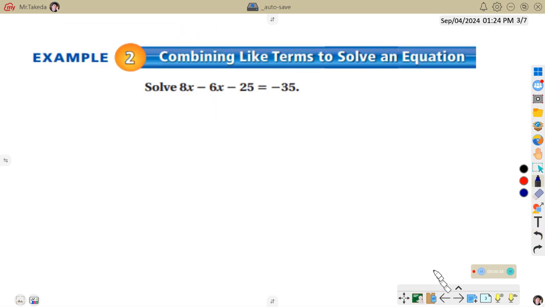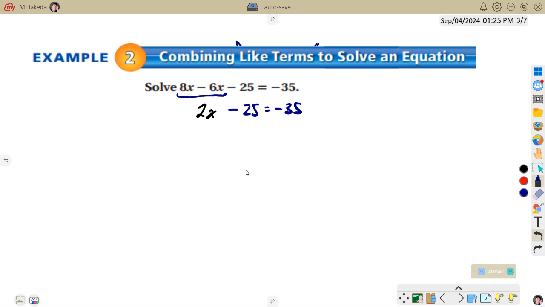Okay, the next thing we want to look at is combining like terms to solve an equation. What do we mean by like terms? Like terms are things that can be simplified together, and that can only happen when they share the same variable factor as part of that term. So 8x and 6x are like terms because they have the same variable and also the same exponent. In this case, that exponent is that invisible one we don't see here. 8x minus 6x, I can simplify that down to 2x. I'll bring everything else down. It's minus 25 equals negative 35.